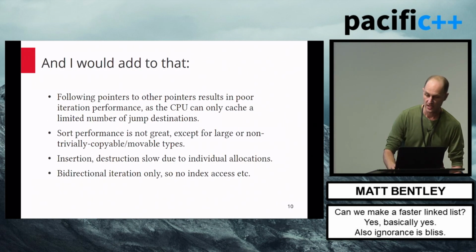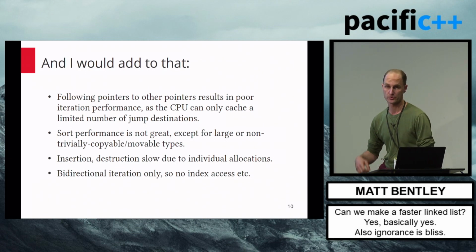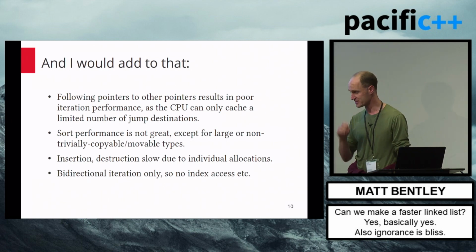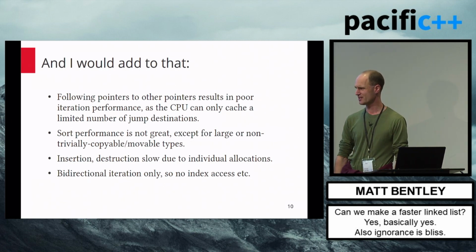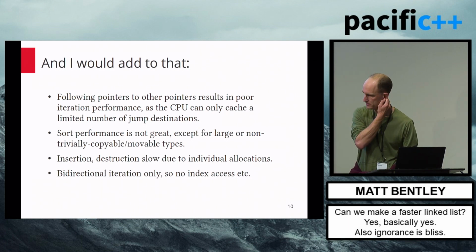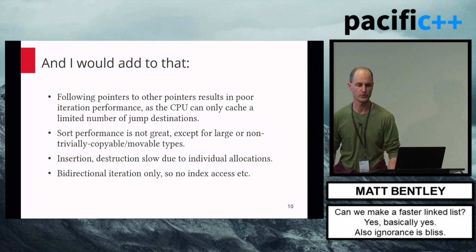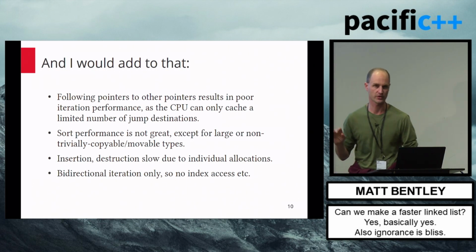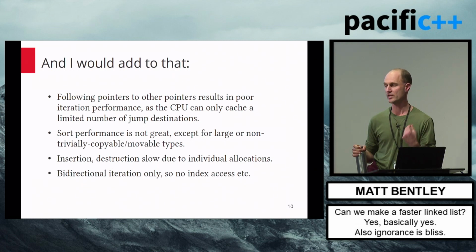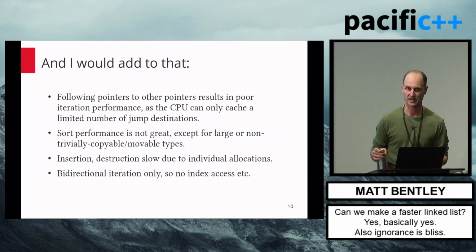And I would add to that, following pointers to other pointers results in poor iteration performance, as the CPU can only cache a limited number of jump destinations. So at least in terms of the tests that I've done on Haswell, there seems to be reasonably high cache for jump destinations, whereas if you go back to Core 2, it's almost nothing. So it does very little, but anyway. And there's always going to be, in a real-world program, when you're not doing benchmarking, competition for that cache as well.